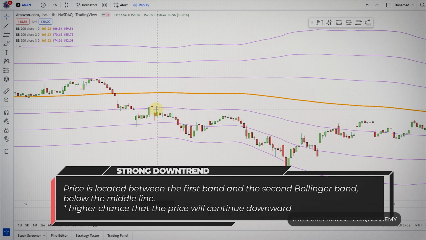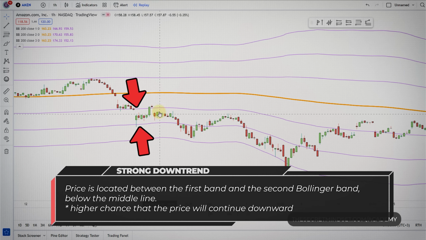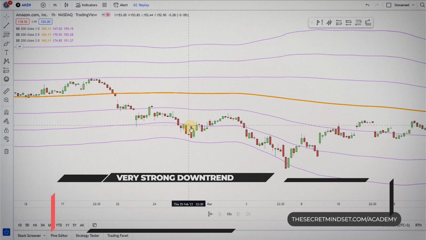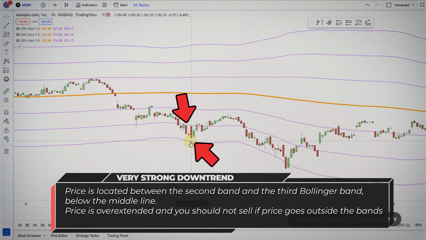When price is located between the first band and the second Bollinger Band, below the middle line, we have a strong downtrend. There is a higher chance that the price will continue downward. And when price is located between the second band and the third Bollinger Band, we have a very strong downtrend.